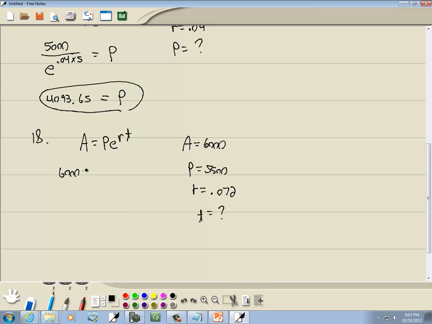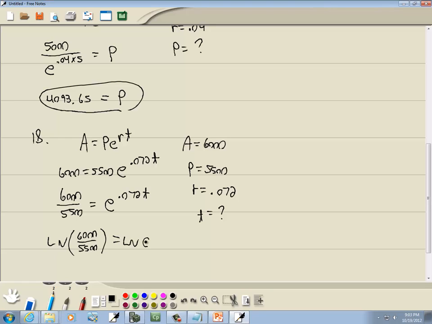Okay, so we got 6,000 for A, 5,500 for P, e to the R, which is 0.072, T. Now this is an exponential equation. We got a variable in the exponent. So we want to get the part of the variable in the exponent by itself. So we'll divide both sides by 5,500. So we got 6,000 divided by 5,500 equals e to the 0.072 T. Our next step is to take natural log of both sides. So we've got ln of 6,000 over 5,500 equals ln of e to the 0.072 T.